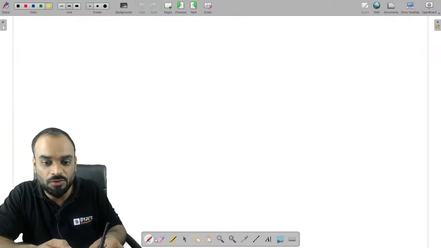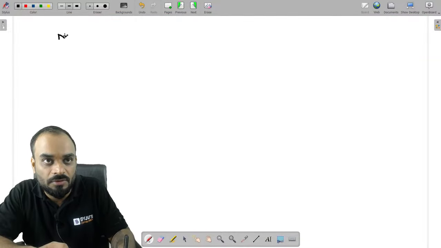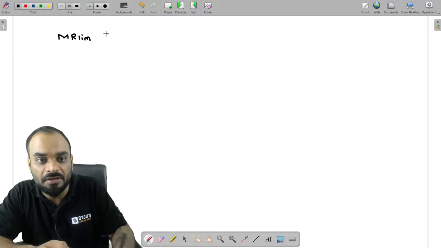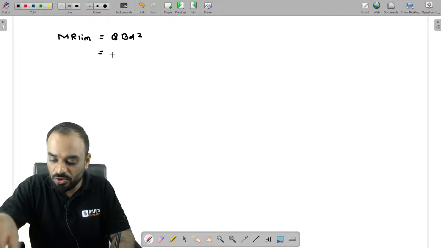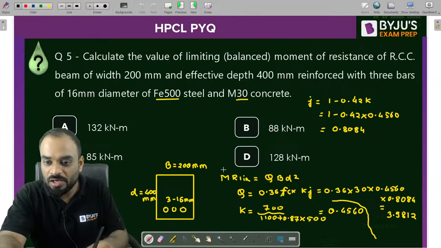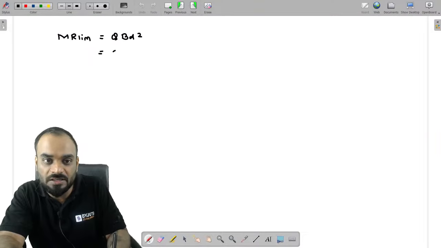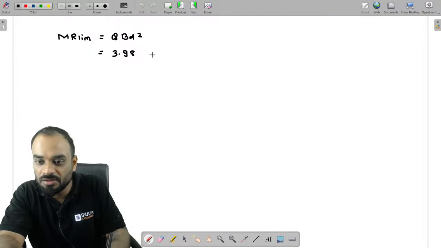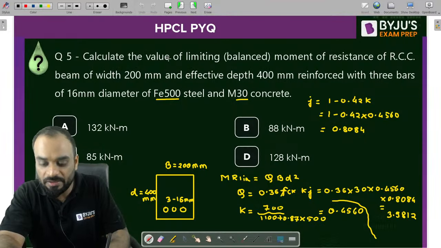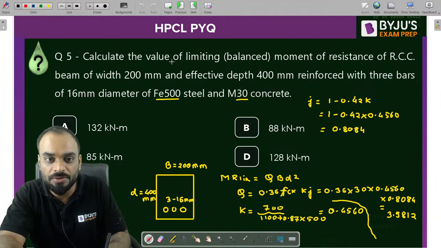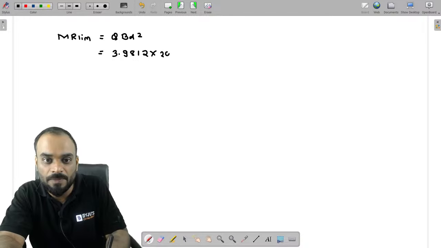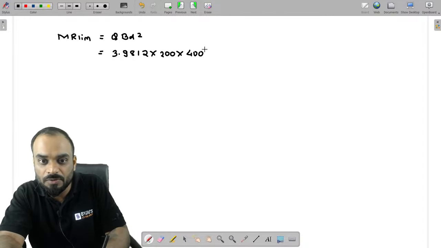Let's calculate MR limiting, which is nothing but QBD square. The Q value is 3.9812 multiplied by, I will tell you about that also, Afrit, how you can do it. B is given to us as 200. Now what about D? D is 400. Now make it square and multiply by 10 to the power minus 6.